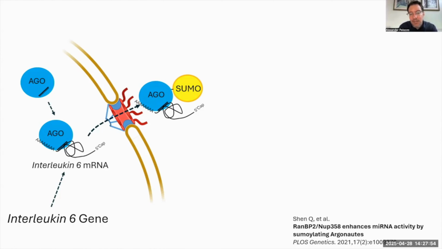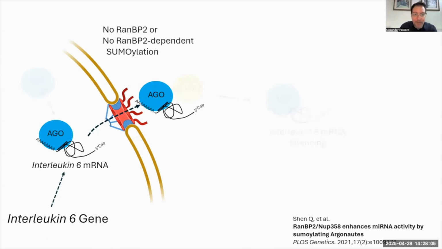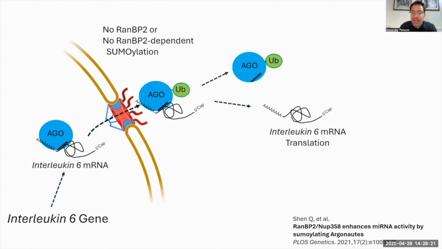And so what this ends up doing is it enhances the interleukin-6 mRNA silencing, and it prevents interleukin-6 from being translated into protein. And what we found is that if you don't have RanBP2, or if you disable RanBP2 using those mutant cells where we disable the SUMO ligase domain, instead of being SUMOylated on the nuclear pore, Argonautes get ubiquitinated and essentially get ejected from the mRNA. And as a result, now the interleukin-6 mRNA is no longer silenced, and you have hyperproduction of interleukin-6 protein.